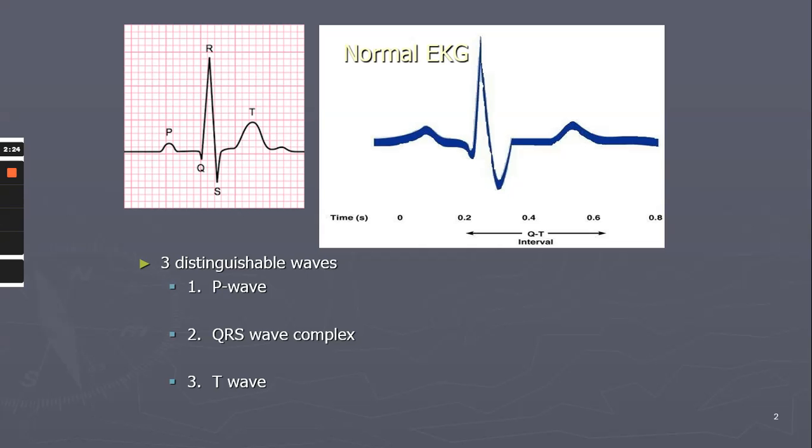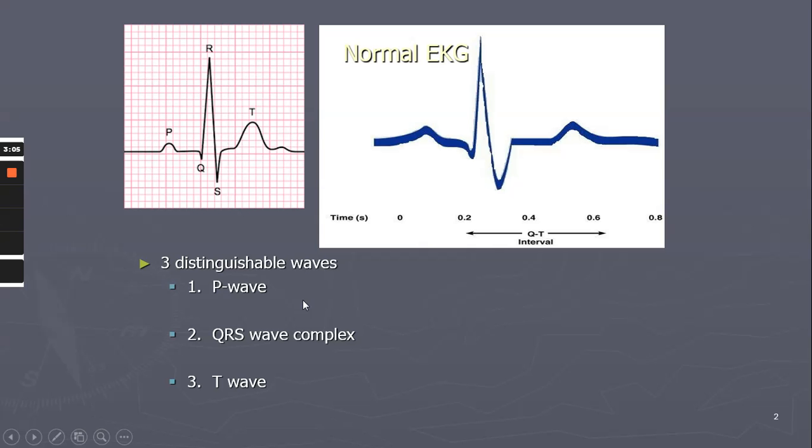There are three distinguishable waves. We have the P wave, the QRS wave complex, and then the T wave. On the left picture, you notice that those waves are labeled. This first little bump or wave, that's called the P wave. The QRS wave complex are the tips of the waves. This one would be Q, this one would be R, and this one would be S. And then this other large distinguishable wave is called the T wave. Those are our three waves.